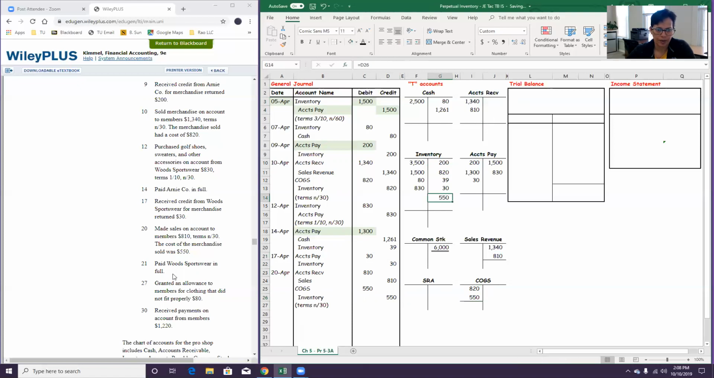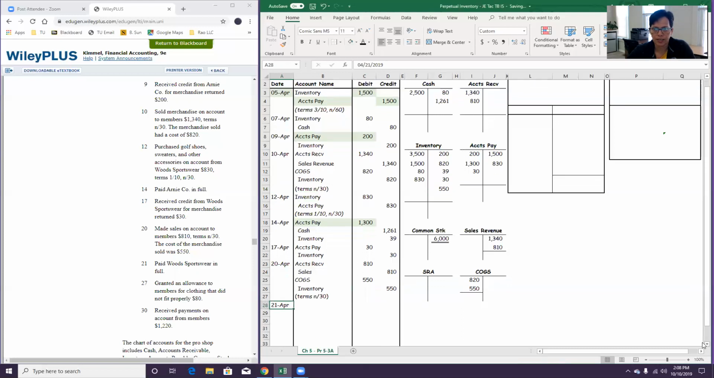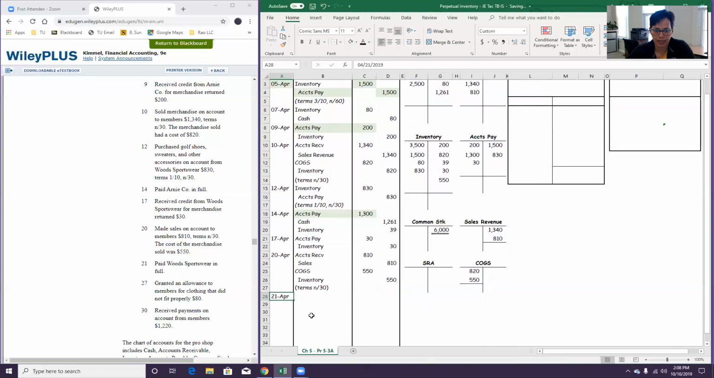Okay. On the 21st, we paid Wood Sportswear in full. Now, how much did we owe them? If you recall, our initial purchase was for $830. We made a return of $30, so we owed them $800. We're paying that in full. The purchase was made on the 12th. We are making the payment on the 21st. Question is, is this within the credit period? And the answer is yes.